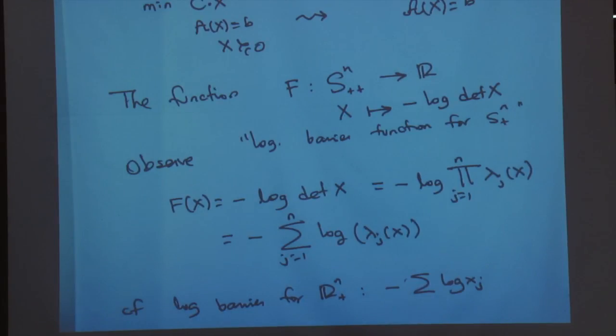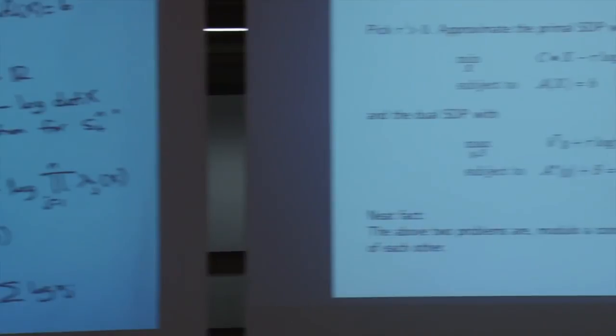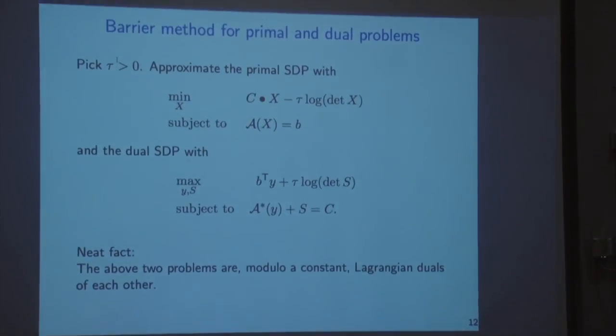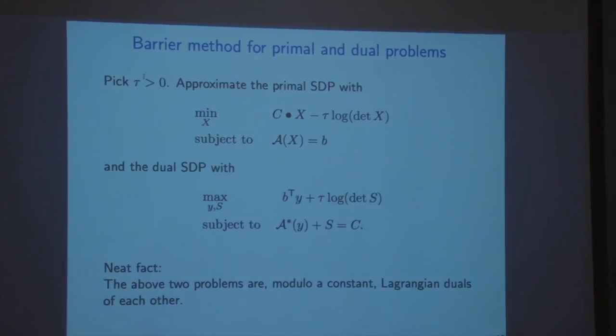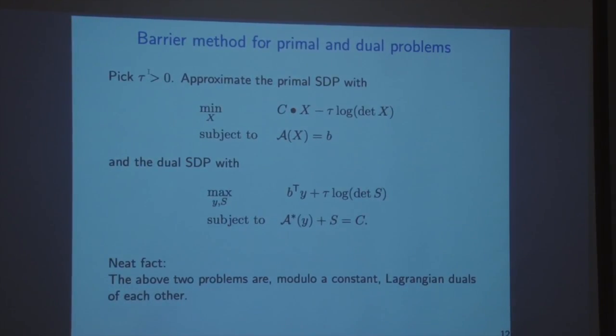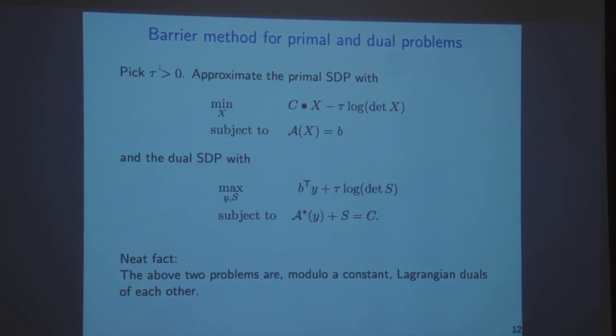All right, so now what happens to these two problems? Again, as we did last time, I'm not going to repeat that, but it's a very similar reasoning. The two problems are essentially Lagrangian dual of each other. So the barrier problem for the dual problem would be the one that is at the bottom. So they both have this nice duality connection.